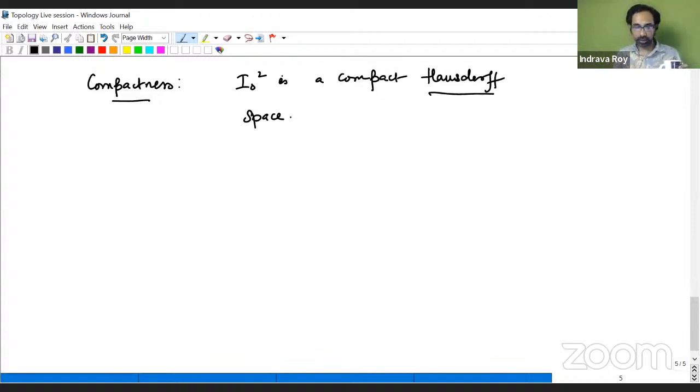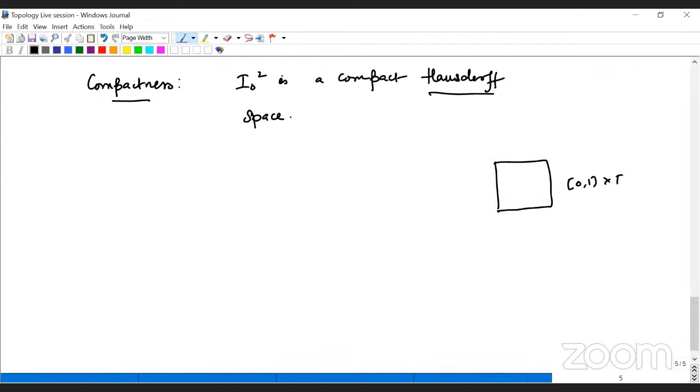On the other hand, this I0 square is a subset of R2, sure, but it is not given the metric structure. So when you are talking about compactness, you always have to specify which topology you're talking about. So we are not taking the standard topology on R2, right? Of course, in the standard topology on R2, this unit square is compact because it's closed and bounded.